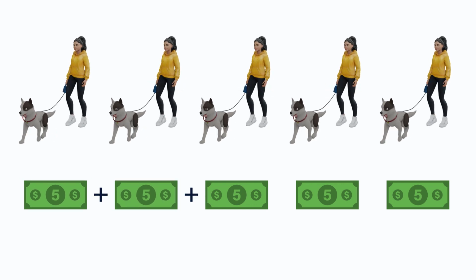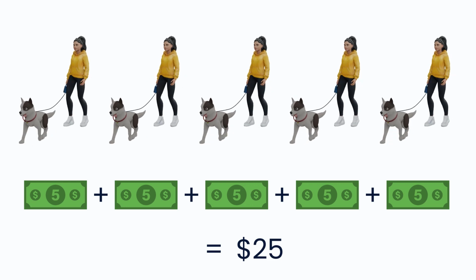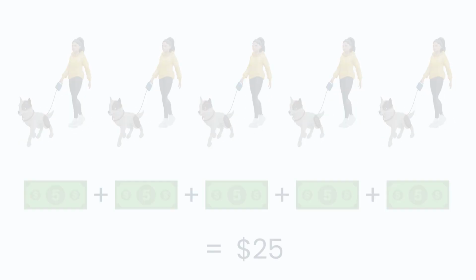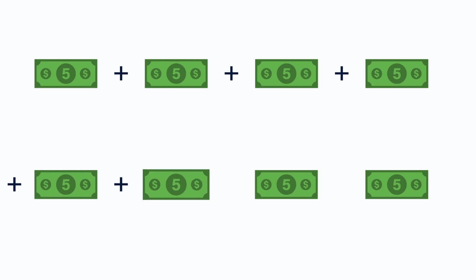5 plus 5 plus 5 plus 5 plus 5 equals $25. That's not enough either. What about 8 times? 5 plus 5 plus 5 plus 5 plus 5 plus 5 plus 5 plus 5 equals $40. Now she's getting close, but she must walk the dog a few more times. How about 10 trips?